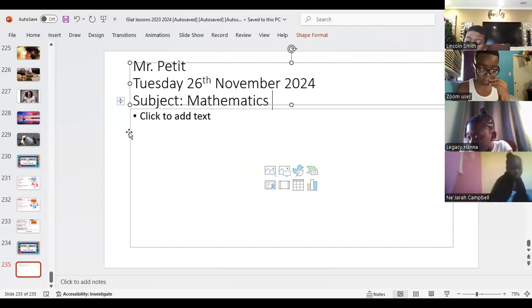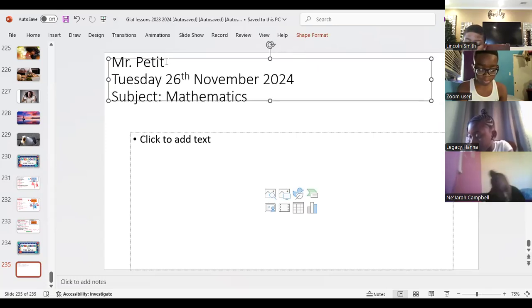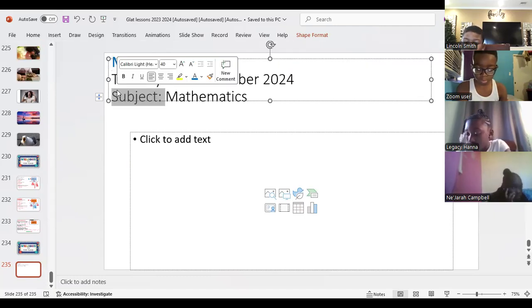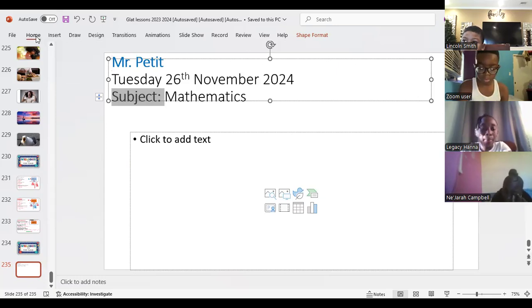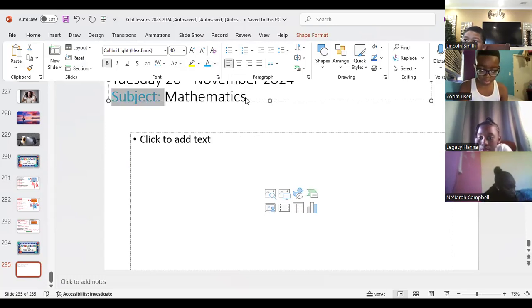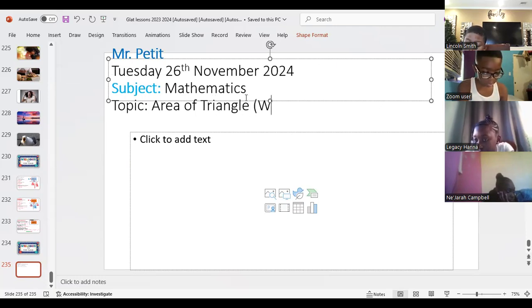Yesterday we did area of a rectangle word problems. Today we're going to be looking at another word problem, but we're looking at the area of a triangle. Now remember, every time we're doing area, we have to put it in the unit squared. So just bear that in mind. The topic is area of triangle word problems.